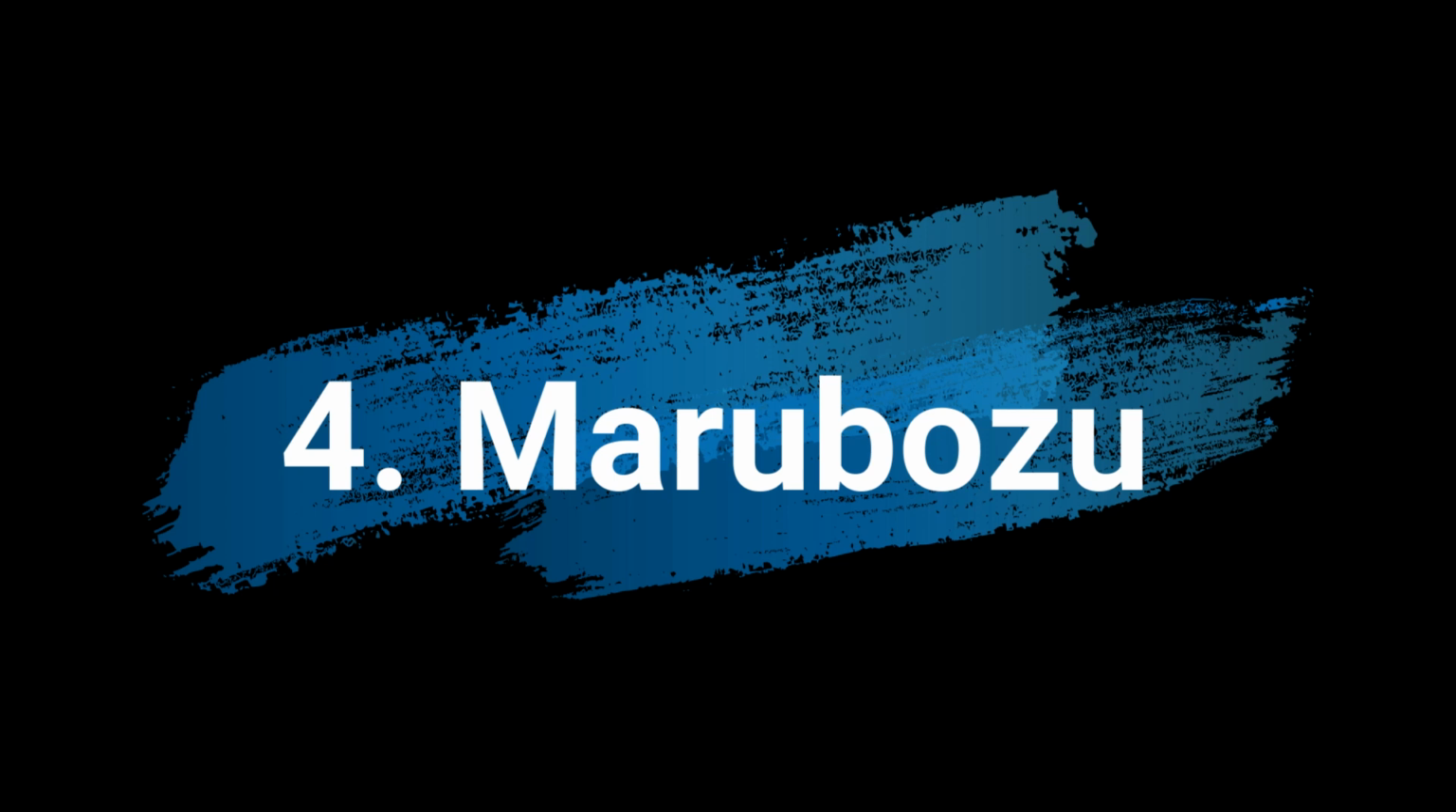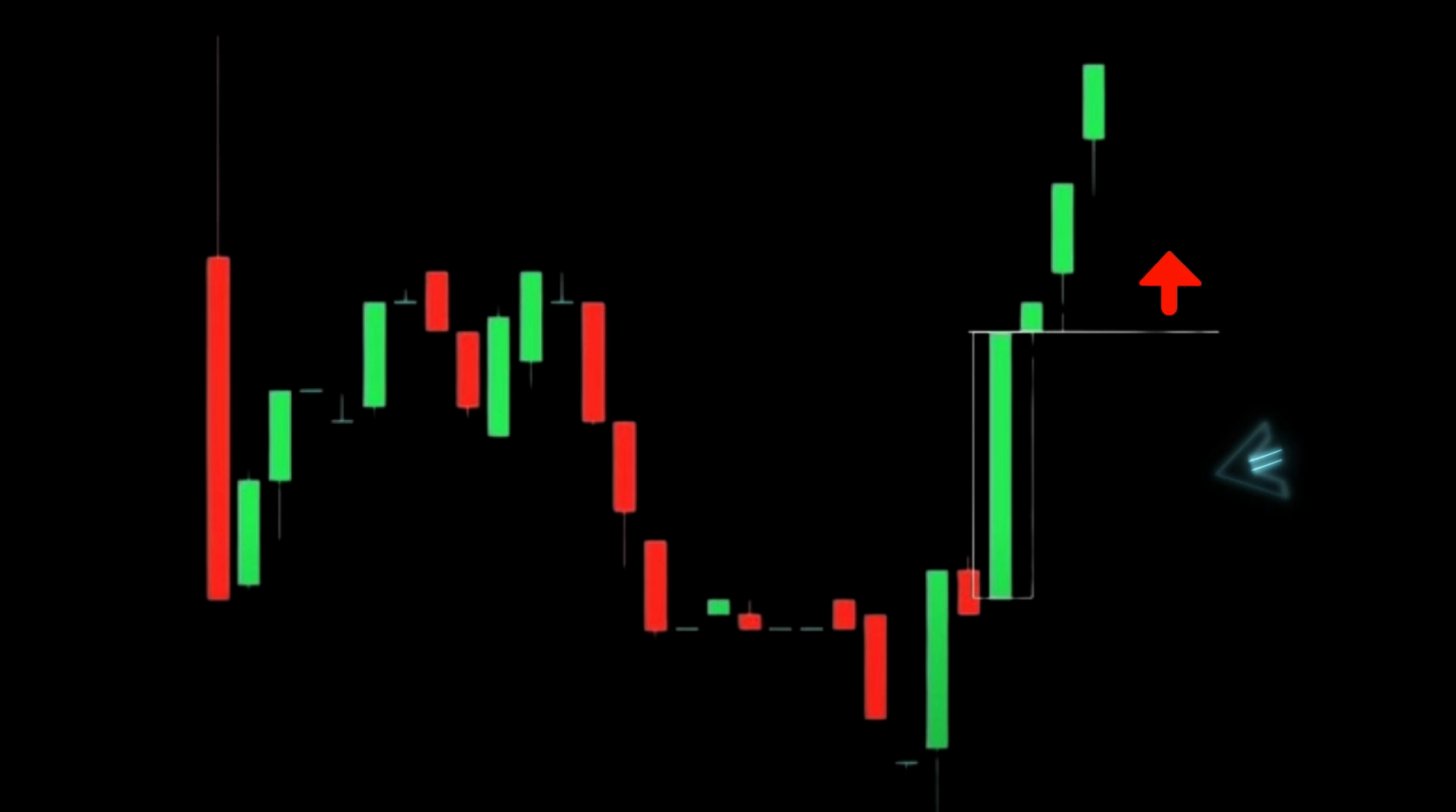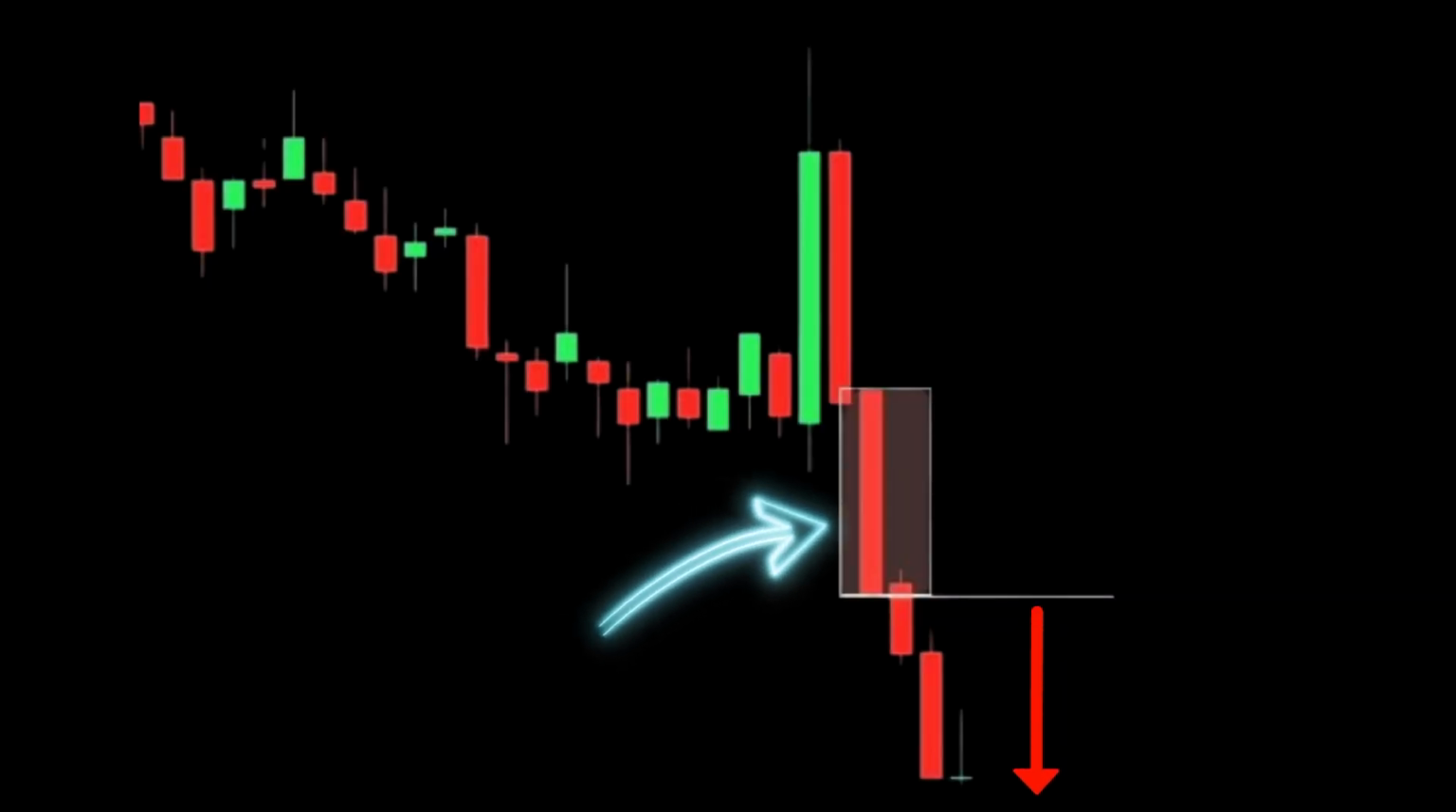Marubozu pattern. Marubozu is simply the name given to a candle with a large body and no shadows, like the central one in the figure. Let's see 2 examples. Marubozu bullish. Marubozu bearish.